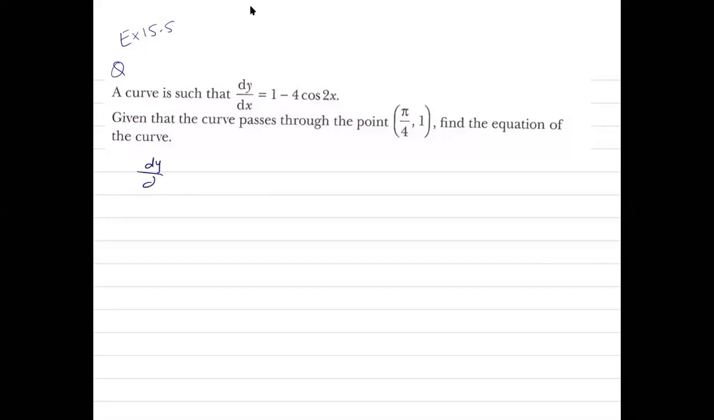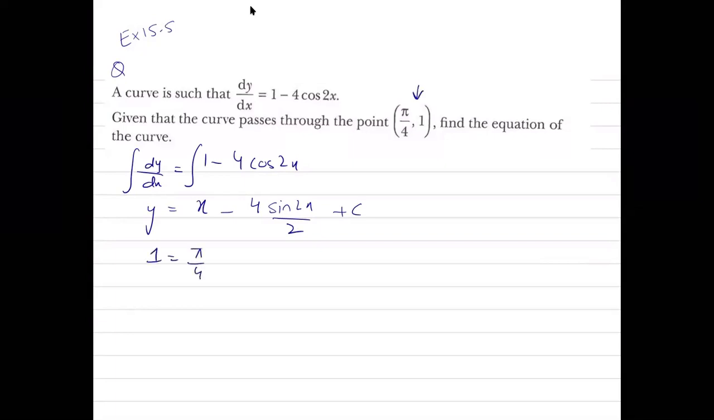So if dy by dx is 1 minus 4 cos 2x, integration is going to be x for integration of 1, and integration of 4 cos 2x is 4 sine 2x upon 2, plus c. To find the value of c, we are going to use this coordinate. When y is 1, x is pi by 4. Please convert your calculator to radian mode before solving this.